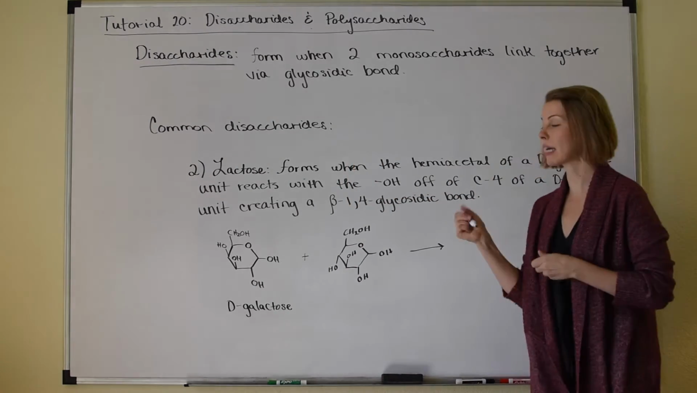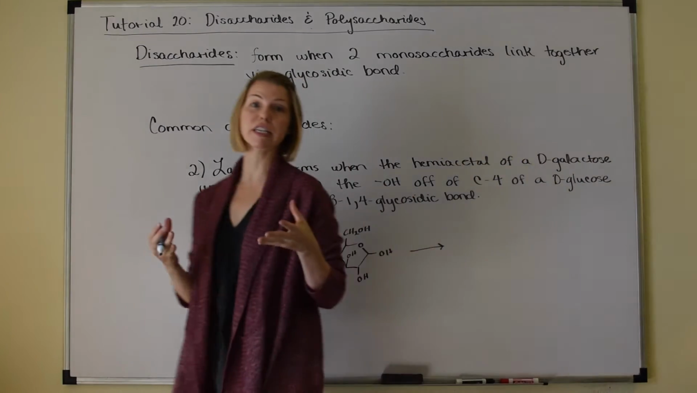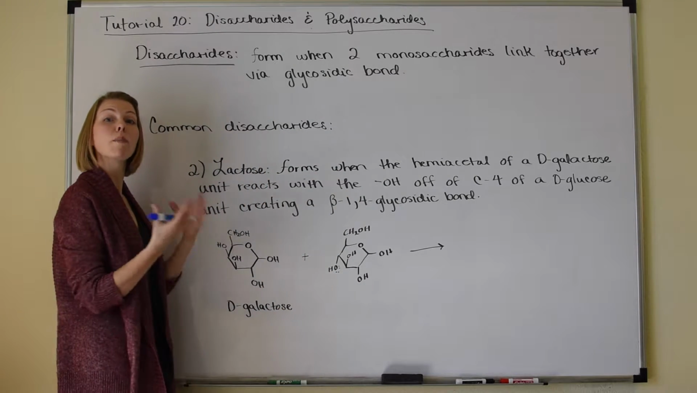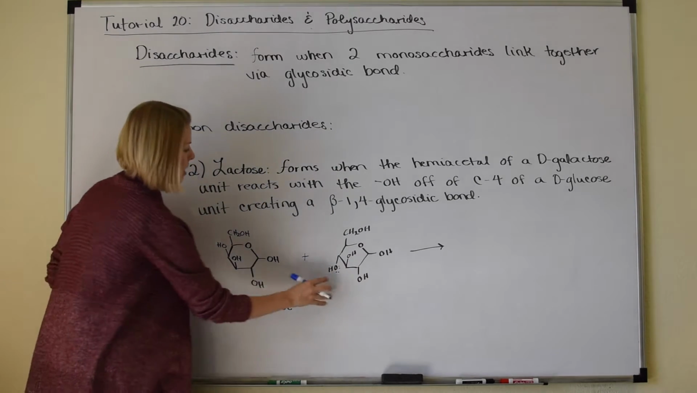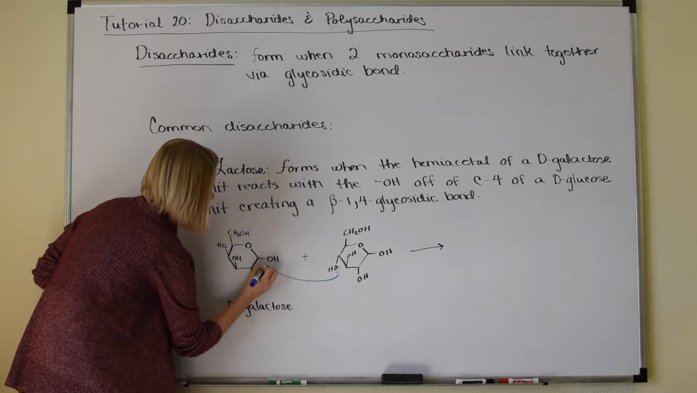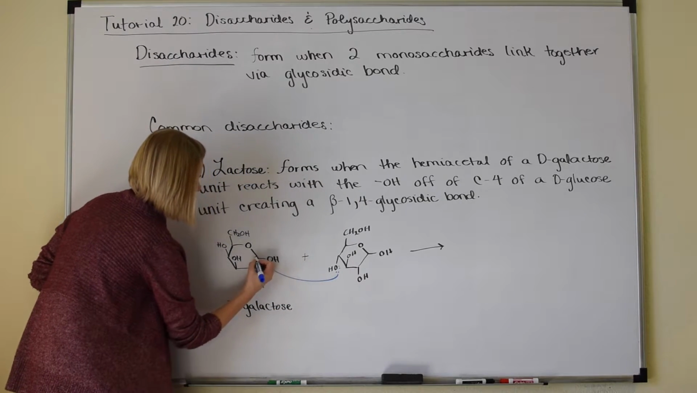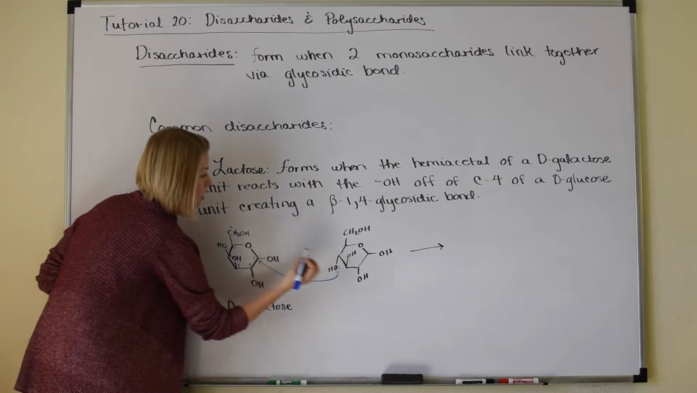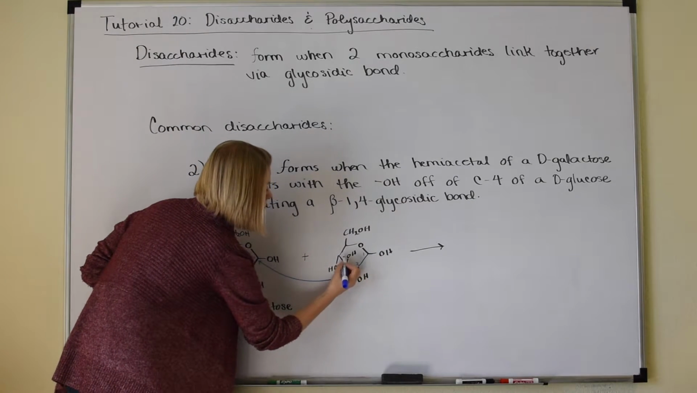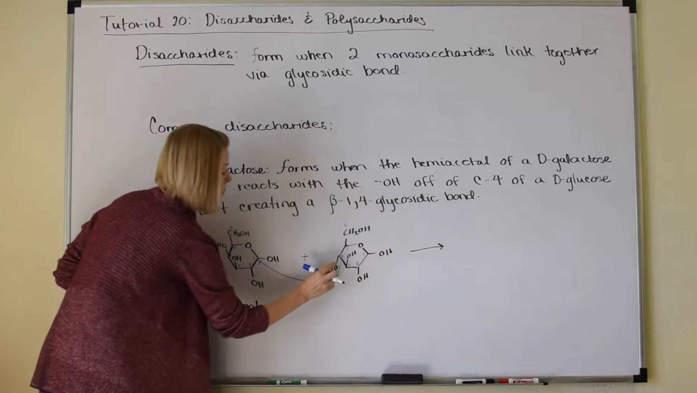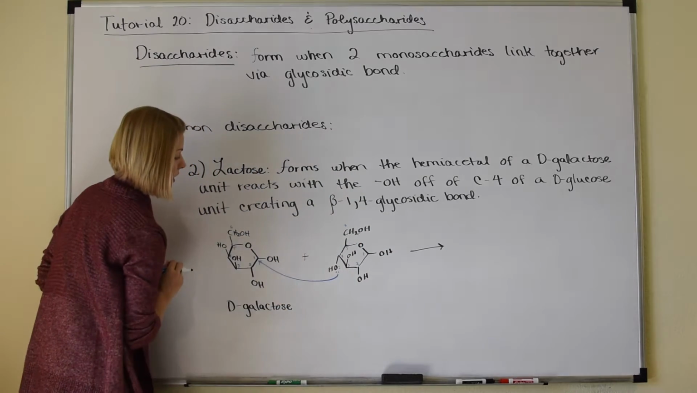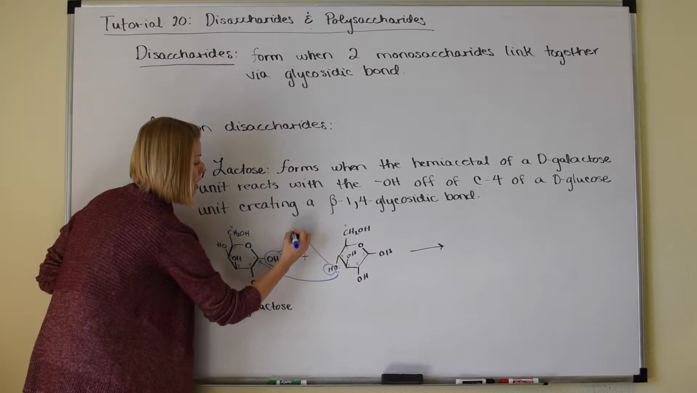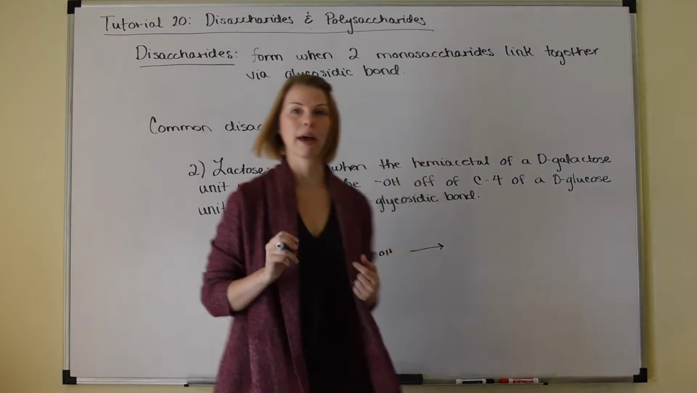So again, not a mechanism, but just a method that will hopefully help you to remember what bond is forming here. Okay, we're going to get a bond forming, and let me number these carbons really quick. So that's going to be connecting carbon 1 to carbon 4 here. And then we're going to lose the OH and the H as H2O. Okay.